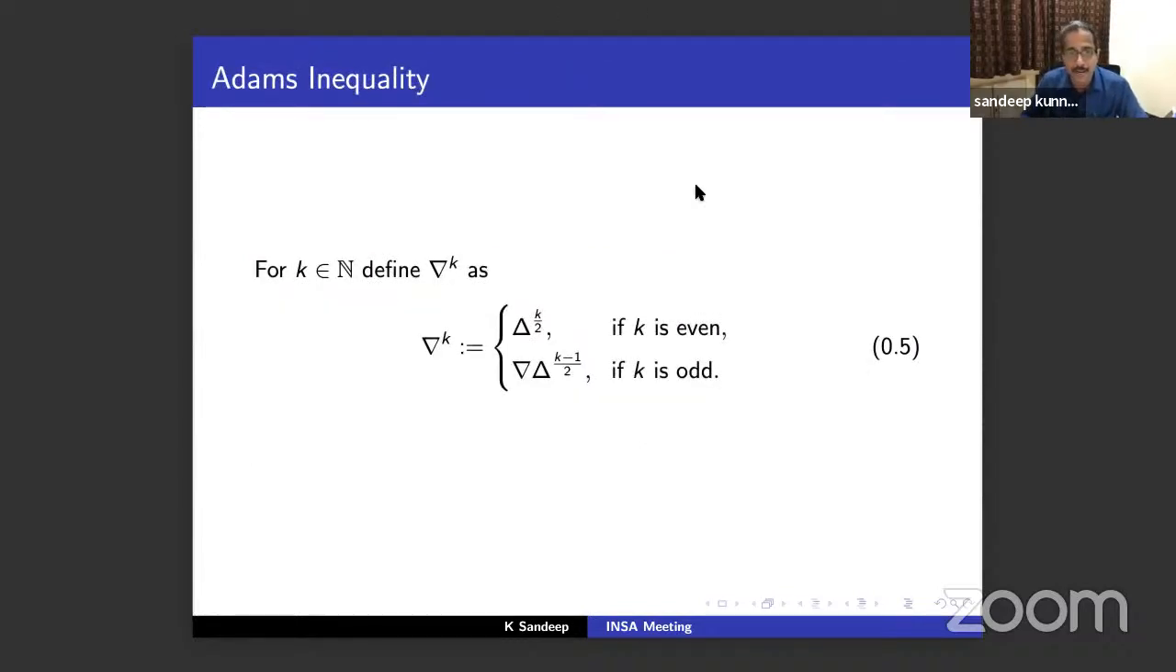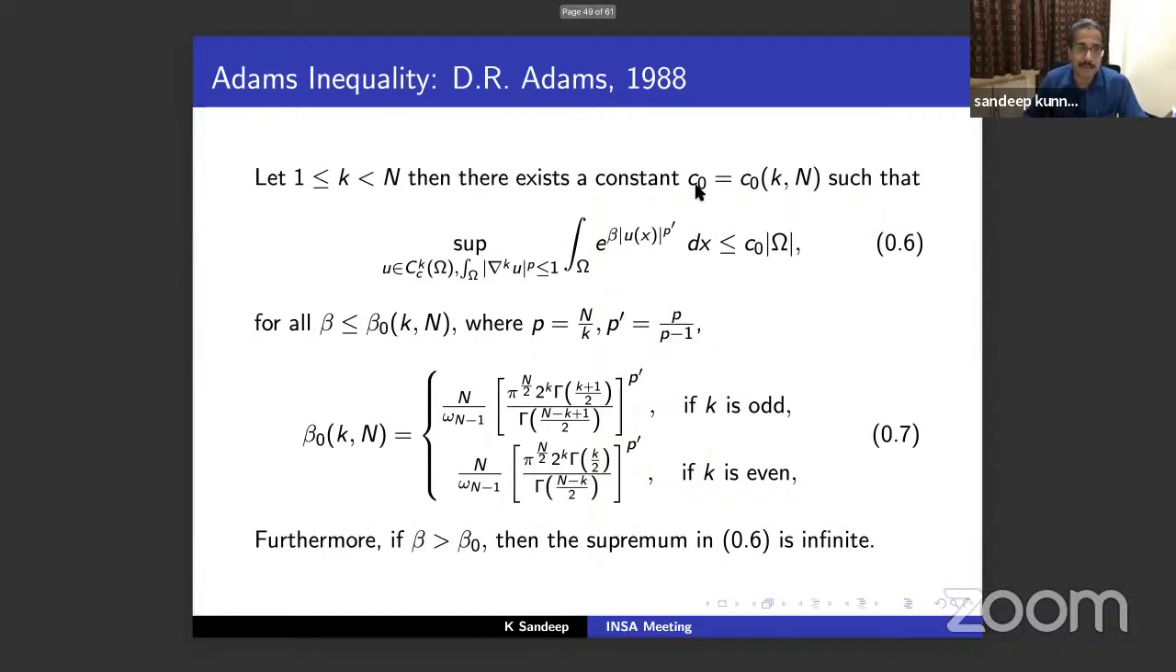And then there are higher dimensional versions of the inequality, which involve higher order gradients. You can define a higher order gradient like this: the Laplacian to the power k by 2 if k is even, this is the kth order gradient. And for k odd, you take the gradient of the Laplacian to the power (k minus 1) by 2. Then Adams proved an inequality like this, which looks very similar to the inequality which I stated for Moser. The statement looks very similar, but the approaches are very different. Of course, the paper is in Annals of Math, so you can see that there is considerable difficulty in proving that. It was using some tools from harmonic analysis.